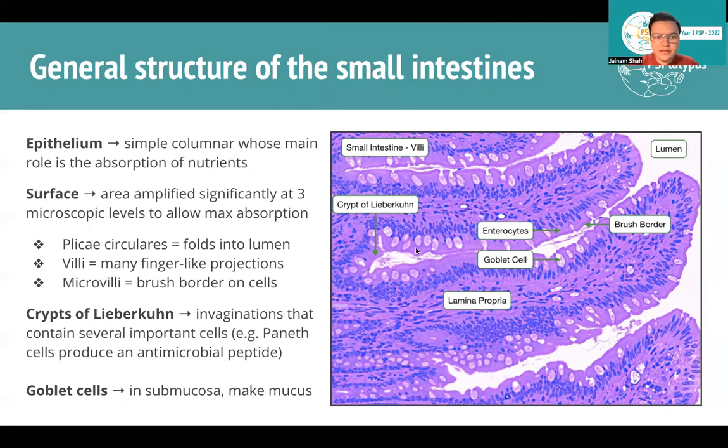You've also got crypts of Lieberkühn, kind of like the crypts of the stomach, the gastric pits and that kind of thing. These are invaginations, and they also contain important cells like the chief cells and parietal cells of the stomach.